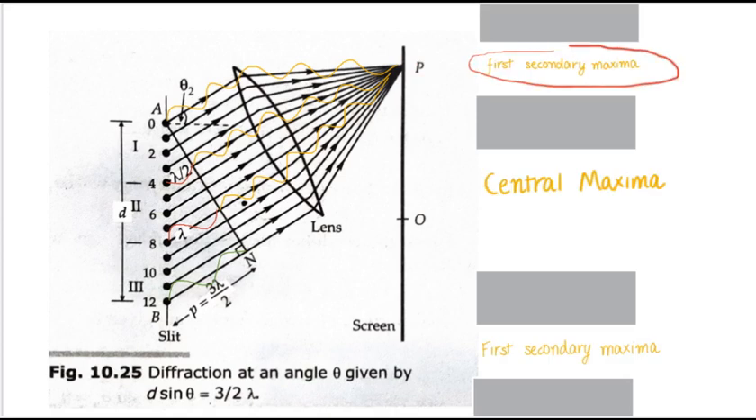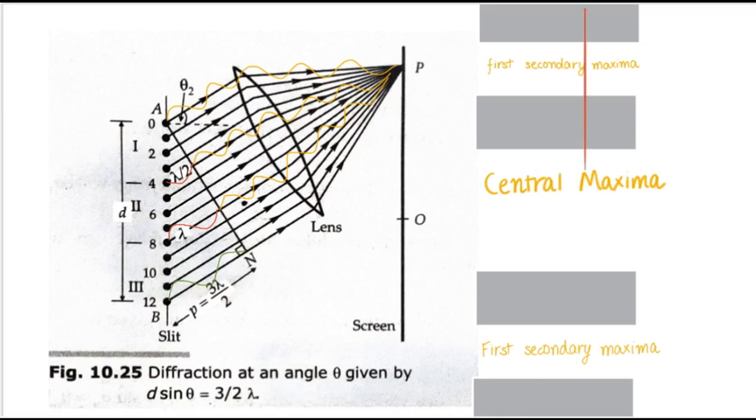The same condition will be followed here also at down. At this point also you will have your first secondary maxima. And the maxima which is at the center is known as your central maxima. Fine. So this is your central maxima. This is your first secondary minima. This is first secondary maxima. This will be your second secondary minima, and then so on. Fine, this will repeat so on.